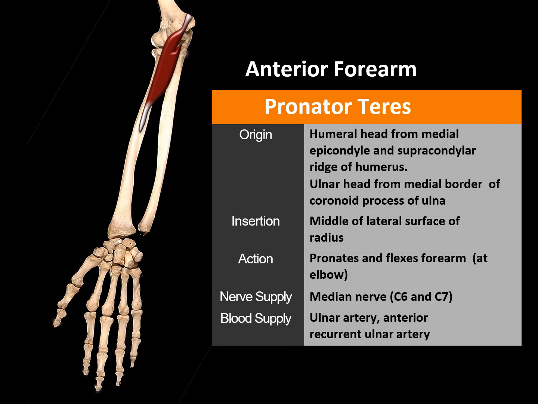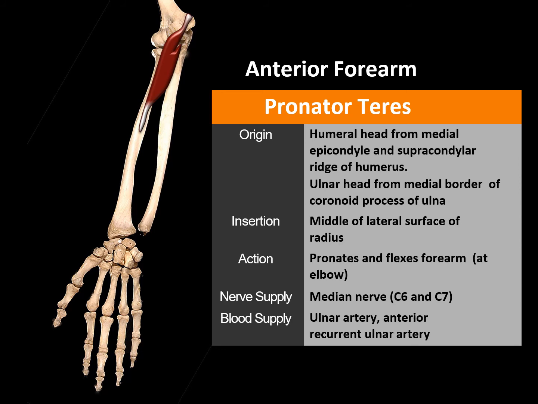So we know that the medial boundary of the cubital fossa is formed by the muscle called pronator teres. Pronator teres originates from the humeral head, from the medial epicondyle and the supracondylar ridge of the humerus, while the ulnar head arises from the medial border of the coronoid process of the ulna. These two heads, humeral as well as ulnar, insert on the middle of the lateral surface of the radius. What is the action of pronator teres?